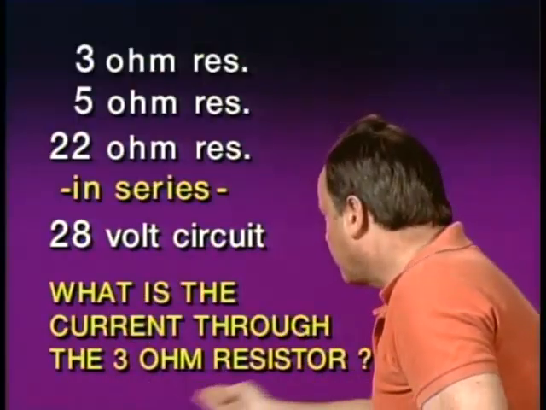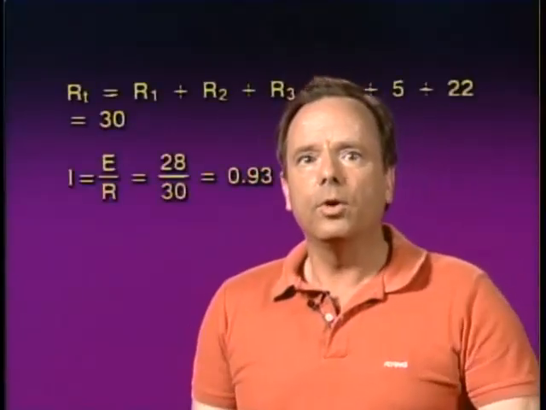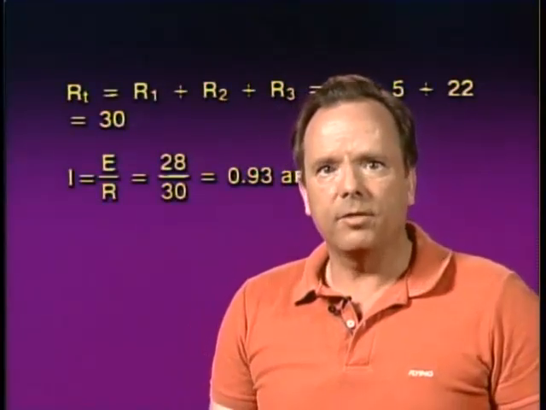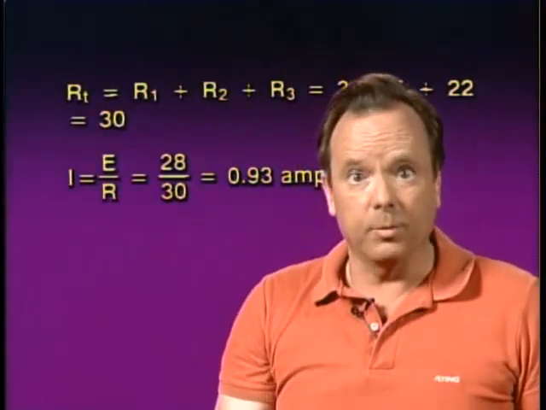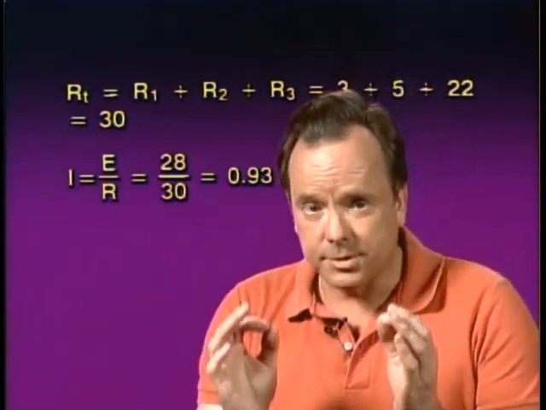So you see, once you have Ohm's law nailed, you can solve these kinds of questions they're going to ask you on the test. Let's do another one. This is obviously too easy for everybody. And so let's assume you have 3 resistors of 3 ohms, 5 ohms, and 22 ohms. They're all in series. And let's assume you have a 28-volt circuit.